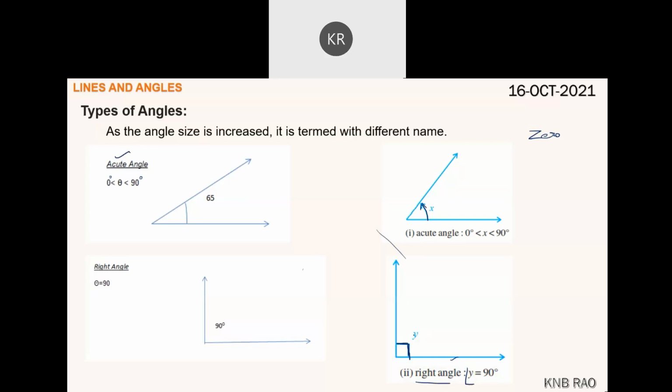For a right angle, there is one more word we normally use. If a right angle is formed between two rays, then the rays are called perpendicular to each other. This you also know. Then, moving on to the other types of angles.